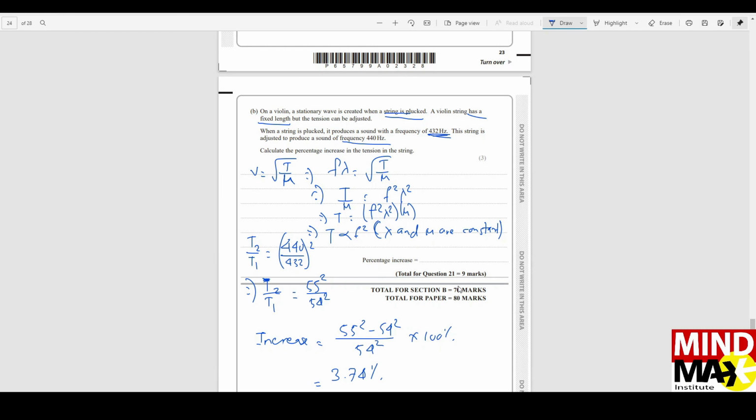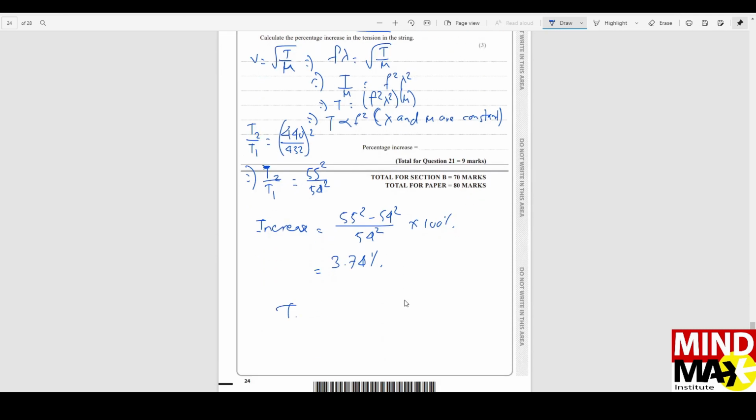Now, if I wish to find the ratio between them, so what do we do? T2 by T1. T2 is for the new frequency, T1 is for the old frequency. New frequency is 440 hertz, and old frequency is 432 hertz. So the ratio is basically what? Let me just rewrite it here for your convenience. It's going to make a bit more sense. T2 by T1 is equal to F2 squared by F1 squared. That's what we did here, F squared. So this is how we got this one, the new by the old.